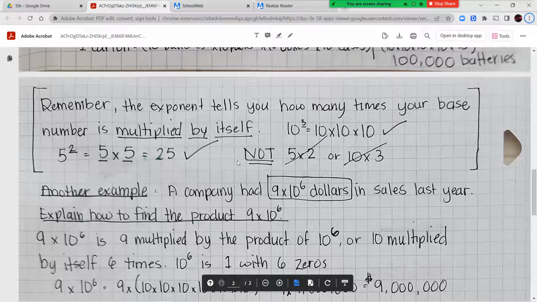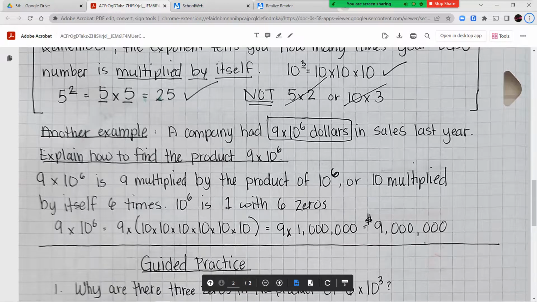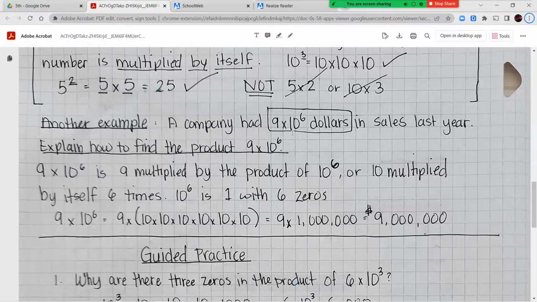Now this 5 to the power of 2 does not mean 5 times 2. It means 5 multiplied by itself 2 times. 10 to the power of 3 does not mean 10 times 3. It means 10 multiplied by itself 3 times. Let's take a look at another example before our guided practice.